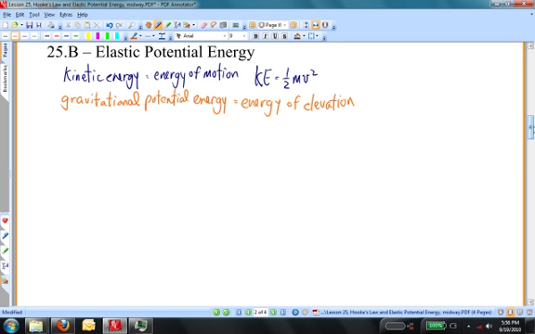We've talked about gravitational potential energy, which is the energy an object has because it is elevated above some level in a gravitational field. The formula for it is m times g times the amount of elevation, y. Now we're going to discuss elastic potential energy, the energy an object has because of deformation.